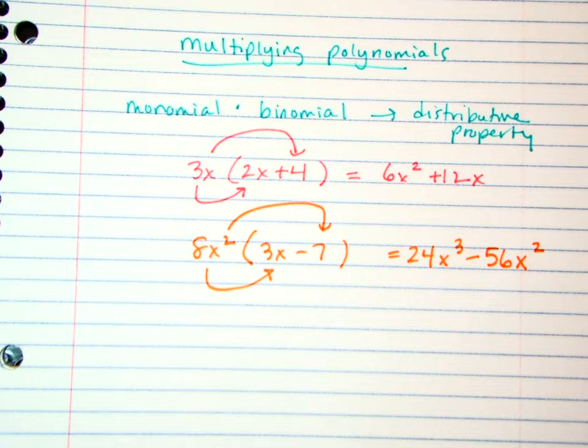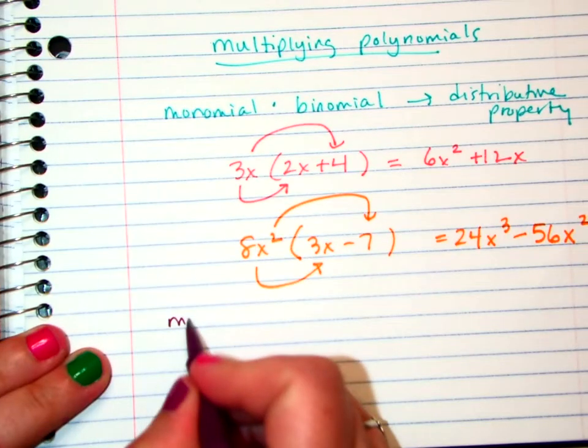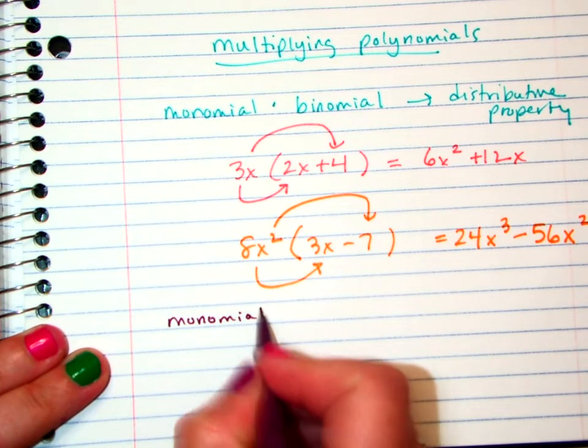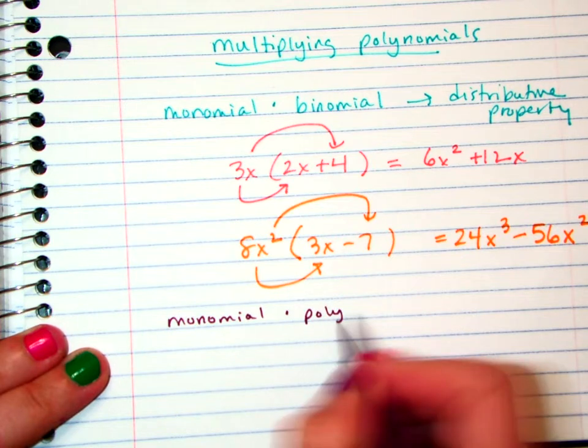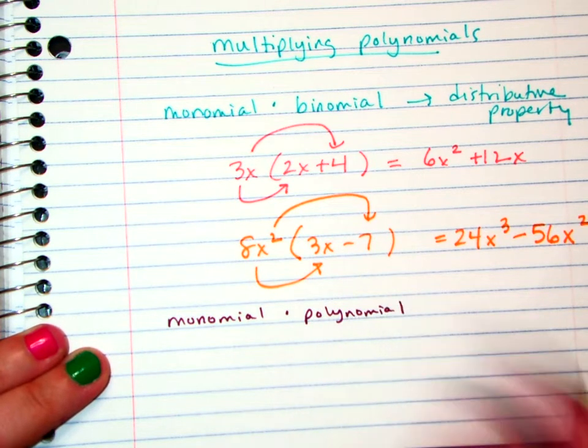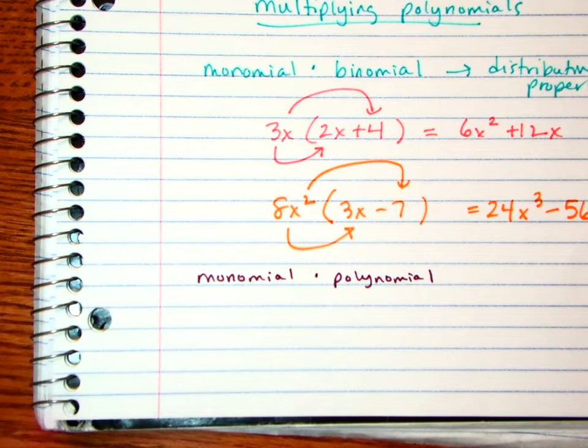So all you're doing really is the distributive property there. And if we were to do now a monomial times a polynomial, maybe a longer one, it's still the distributive property. You're still going to be distributing things.